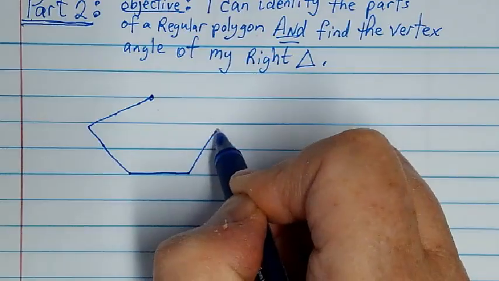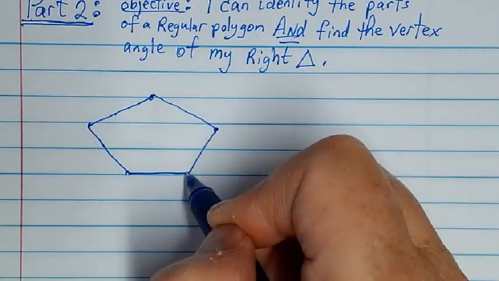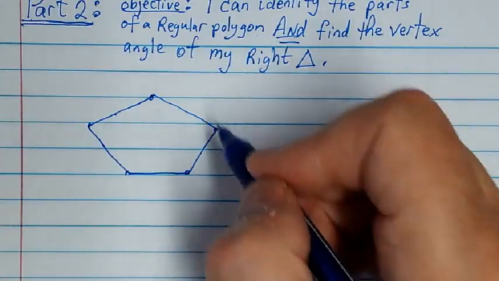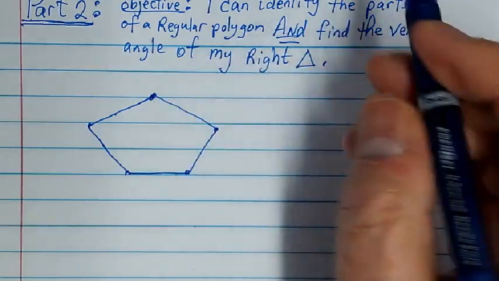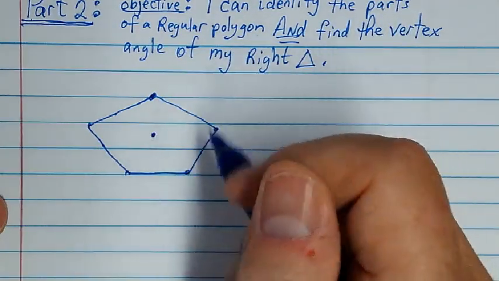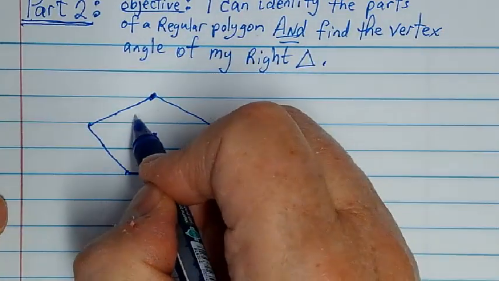Forgive me for my artwork here. It's supposed to be a regular, let's see, 1, 2, 3, 4, 5. Okay, so it's a regular pentagon again. And what I want to show you is that whenever you have a dot right there, the point, that is called the center.